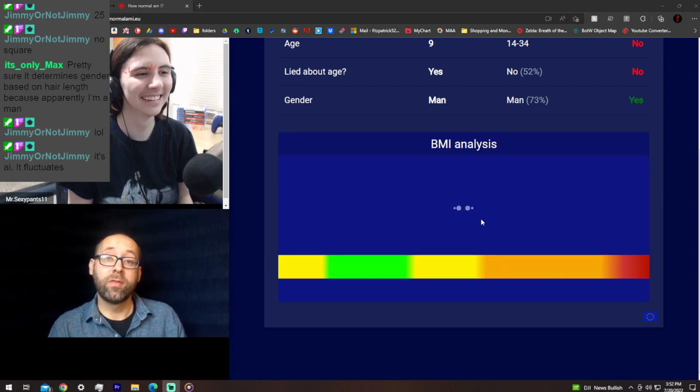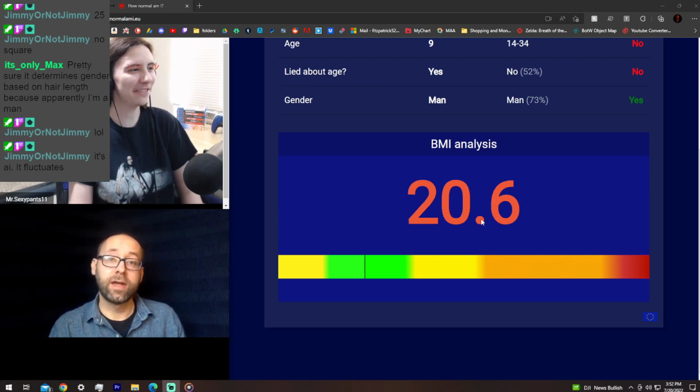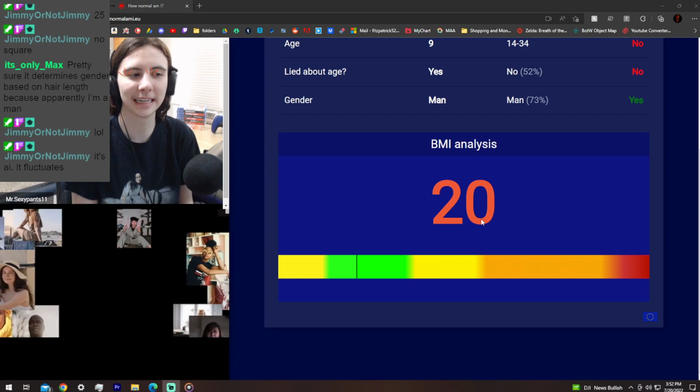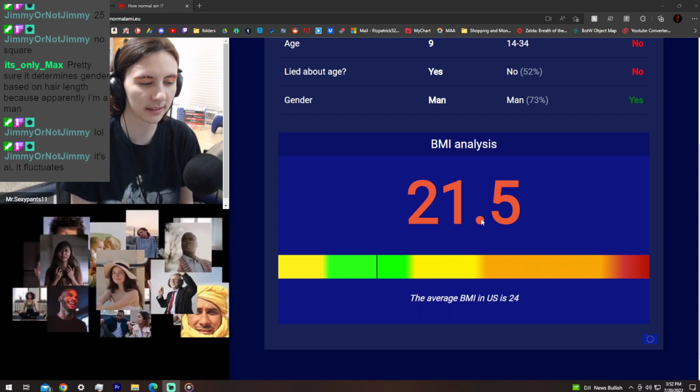Our next algorithm on the menu tries to determine your body mass index, or BMI, from just looking at your face. To make an algorithm like this, you'll once again need thousands of photos of people that are tagged with their body mass index.